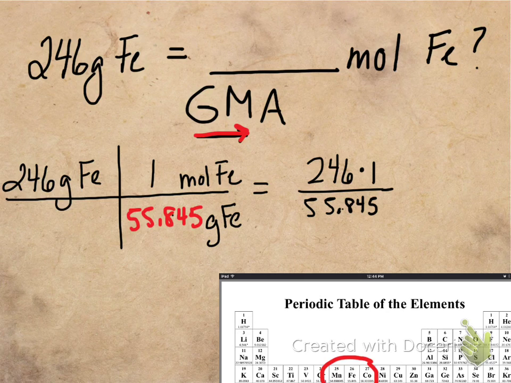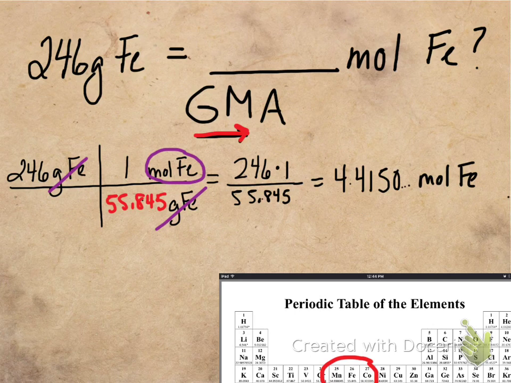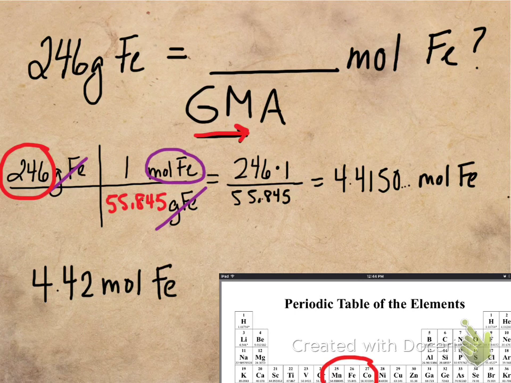Okay, well, now you know what to do. So I've set up the multiplication across the top, multiplication across the bottom, dividing top and bottom. I have 246 times 1 divided by 55.845. What are my units? Well, grams of iron cancels grams of iron. We're left with moles of iron. And our raw answer is? Our raw answer is 4.4150, on and on and on, moles of iron. How many sig figs can we have in our answer? Well, that's determined by our given, which had 3. So our final answer is 4.42 moles of iron.